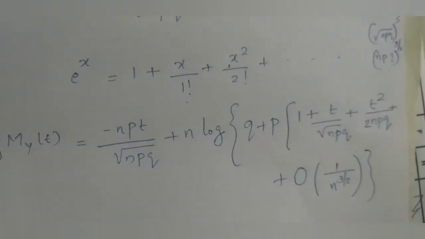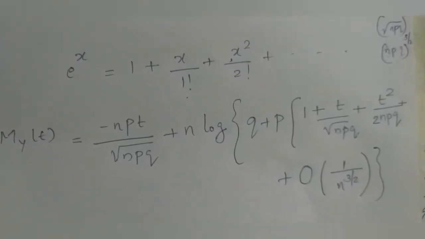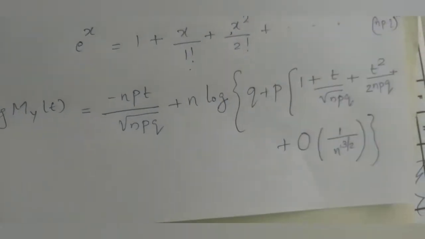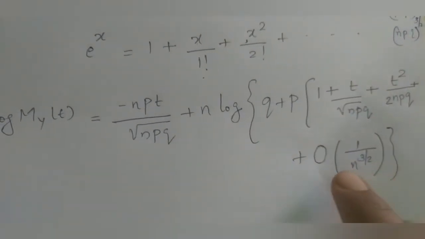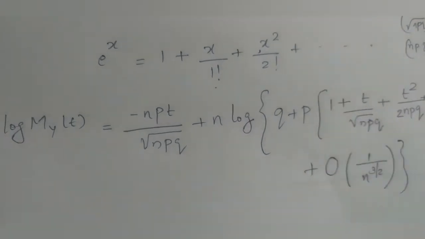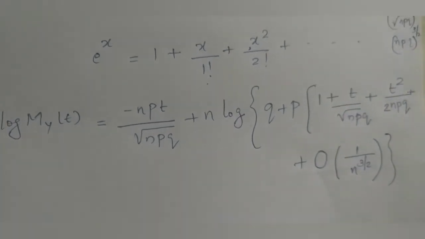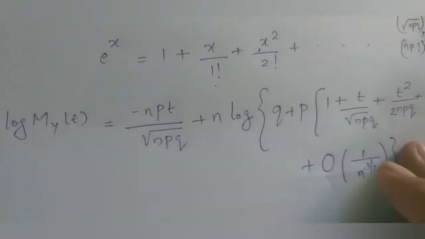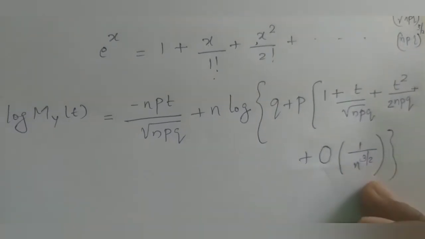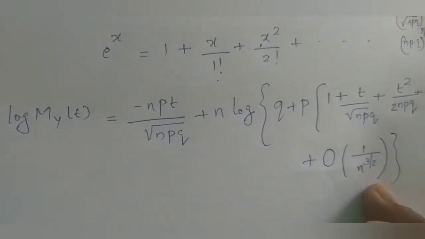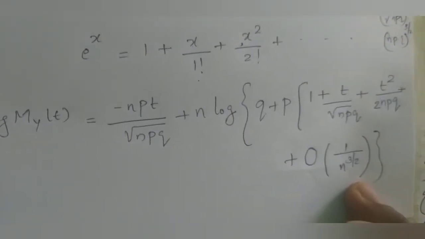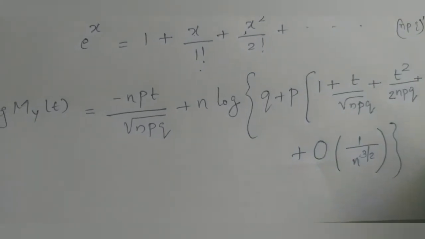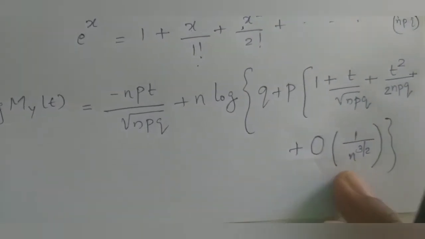Instead of etc, because we are substituting as n tends to infinity. As n tends to infinity, it tends to normal. When n tends to infinity we are applying, the remaining terms become 0. That's why we are not writing all the terms; we need only this much. The remaining terms will cancel because we know that as n tends to infinity, 1 by n tends to 0. So all these remaining terms we write as order of 1 by n raised to 3 by 2.